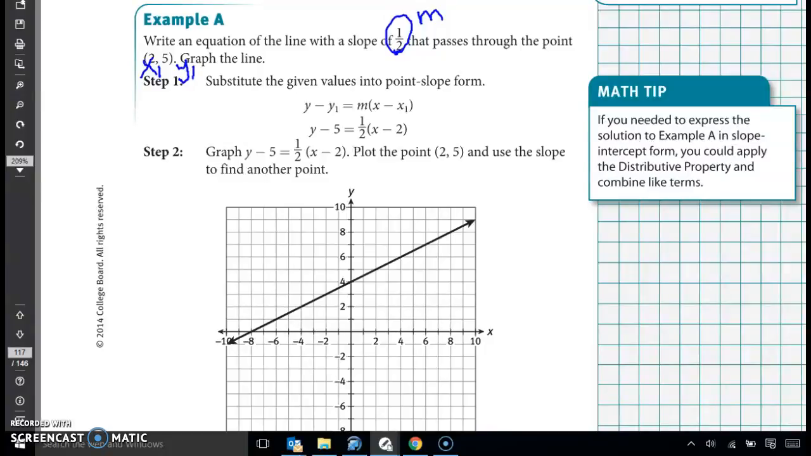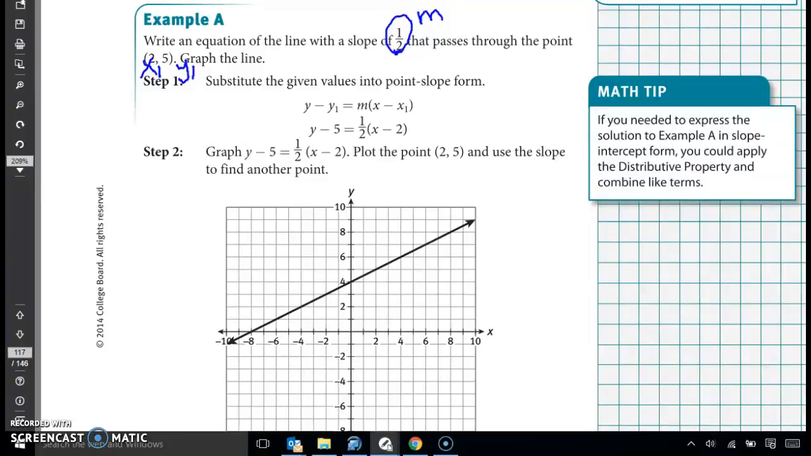So we're just going to substitute that 1/2 in for m, the 2 in for x1, and the 5 in for y1. Now we have an equation, and that equation is fine just the way it is. But if we're going to graph it, it's better to be in slope-intercept form, right? Okay. So we can rearrange it.